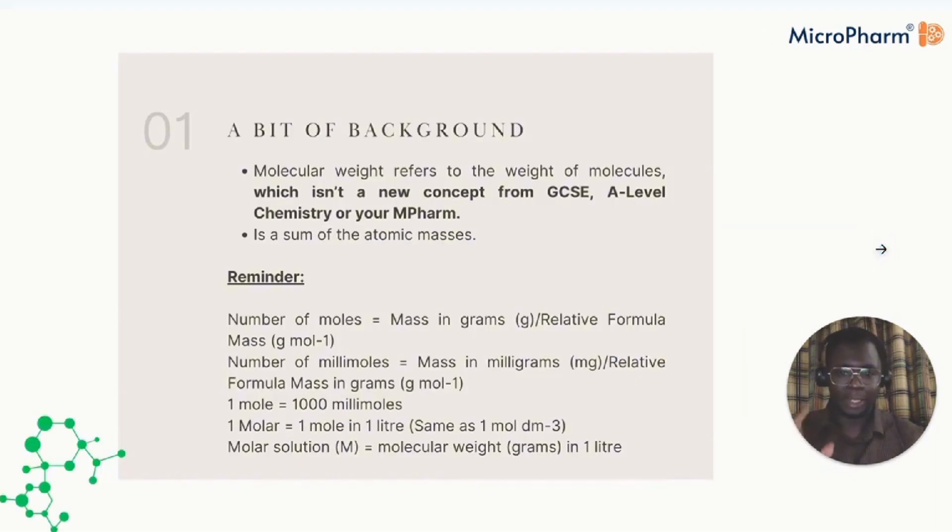When we think about molecular weight, as the name suggests, it refers to the weight of molecules, and this isn't a new concept from GCSE, A-level chemistry, or even your MPharm. It's generally the sum of your atomic masses. Now, let's take sodium chloride, for instance. Sodium has an atomic mass of 23 grams per mole. Chlorine has an atomic mass of 35.5 grams per mole. If I put sodium chloride together, I'd have a relative formula mass of 58.5 grams per mole.